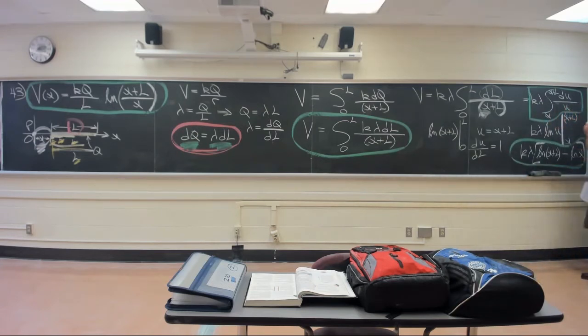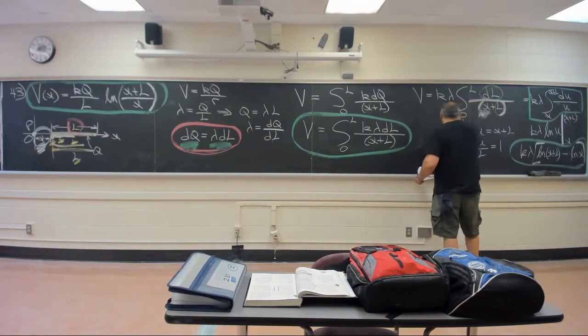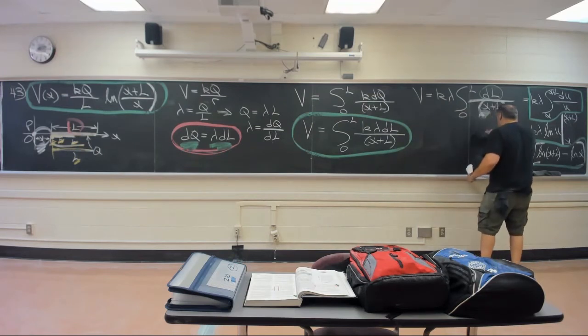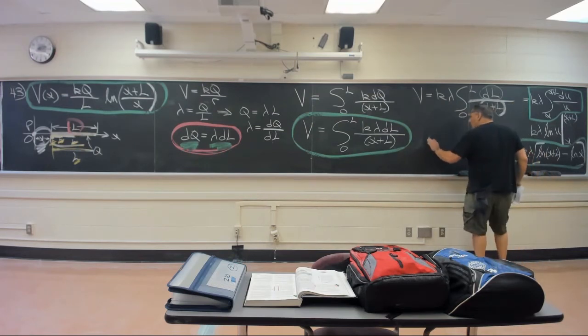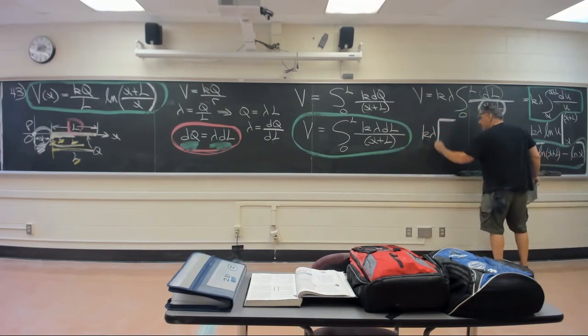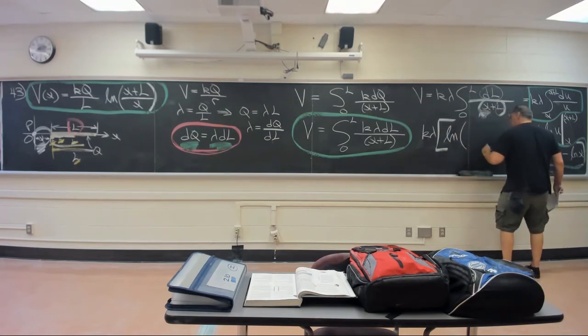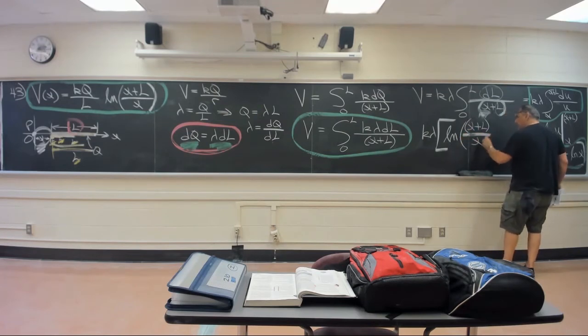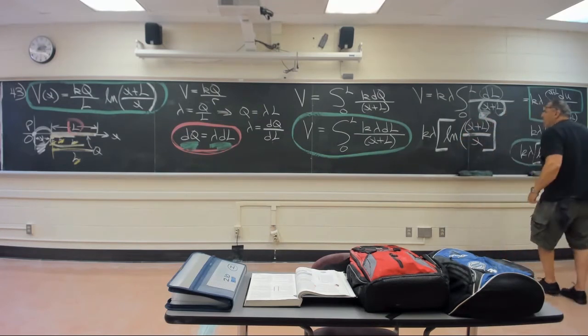What that means at the end of the day is that this is k lambda, a constant. The difference between two logarithms is the logarithm of the quotient. So what we end up getting here, guys, well, there's a lot of arguments you can make here, but there's the V.